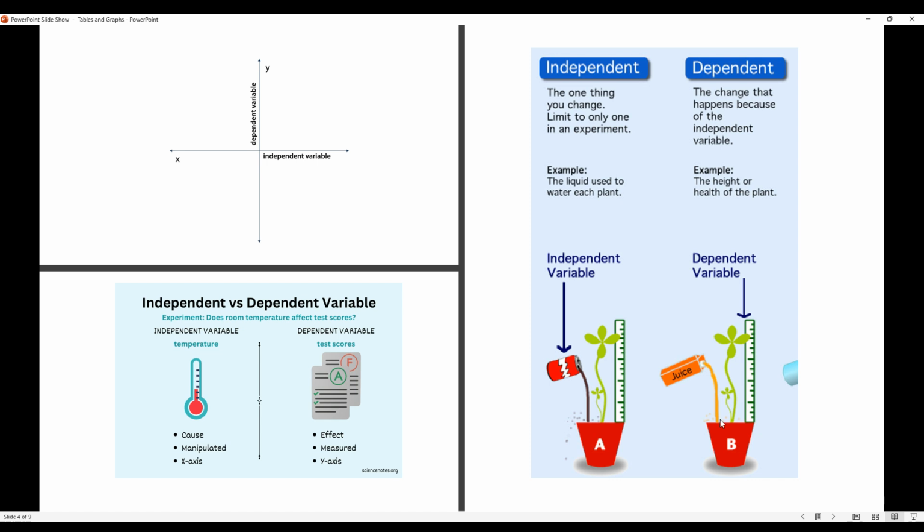So if you water this plant with little water, the plant is not going to grow as fast. If you water it with Pepsi or juice or water, it's going to grow differently. So again, the plant is dependent, and whatever you add to the plant is the independent. Another way to think about this is also that dependent is the variable that receives, and independent is the one that gives, right?